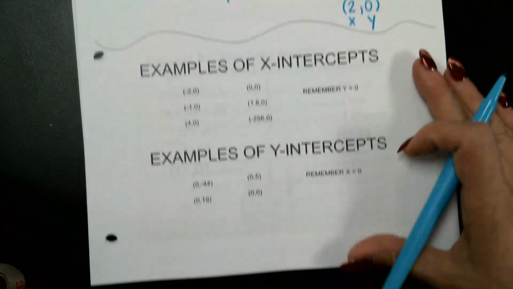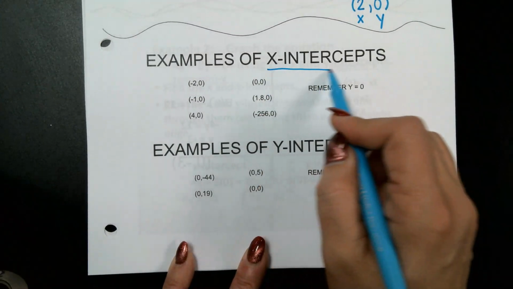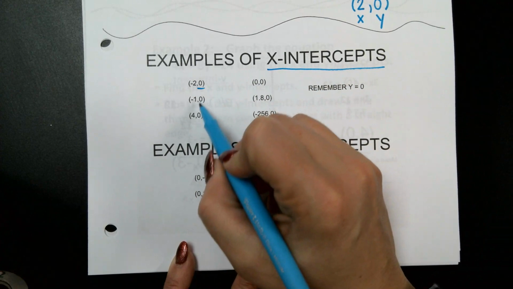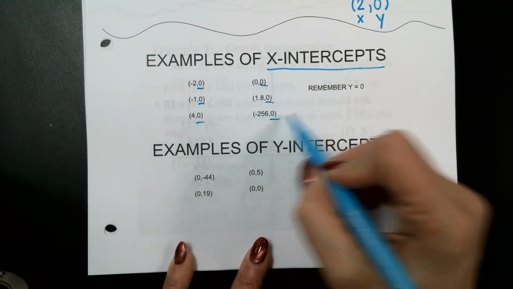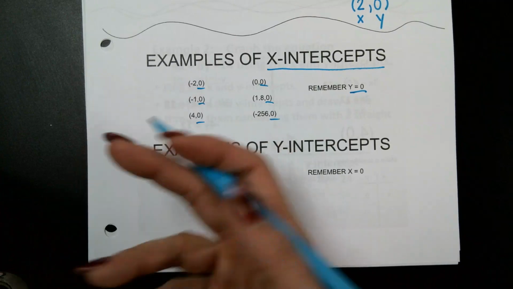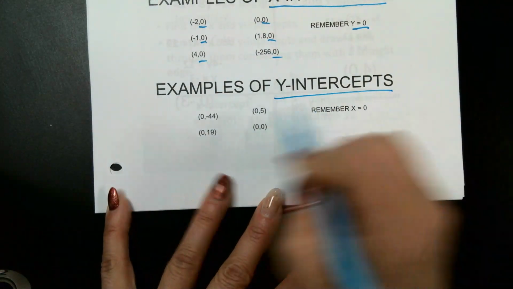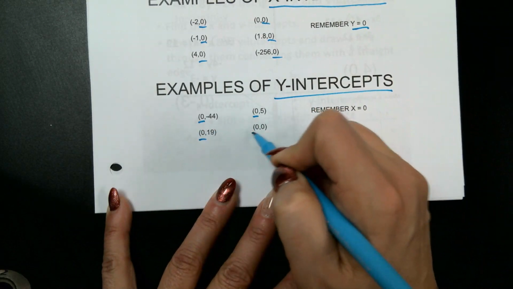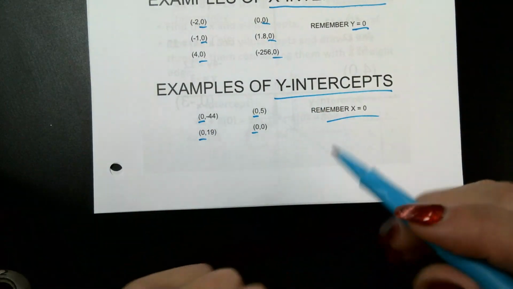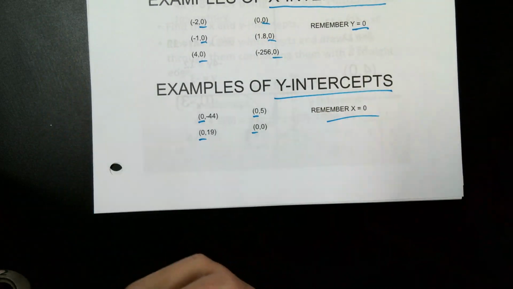And then down at the bottom, they just gave you a whole bunch of examples, and you'll notice that anytime it was an x-intercept, the y is always a constant. It's always 0, never changes. The only thing that's going to change is your x. And then same thing when you're looking for y-intercepts, the x's are always 0, and then the y value can vary based on what we were looking for.